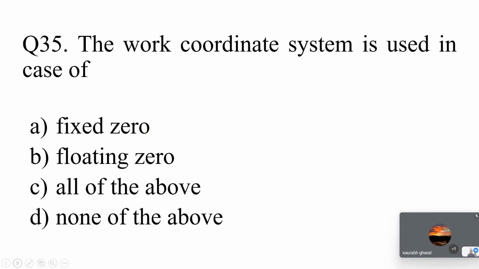So 25. The work coordinate system is used in case of what? The work coordinate system we are referring to here: according to our work, the coordinate system will change. So in which case are we using the work coordinate system? The options are fixed zero, floating zero, all of the above, which is not considerable here, and none of the above. Out of fixed zero and floating zero, what is your correct answer? That is the question here.